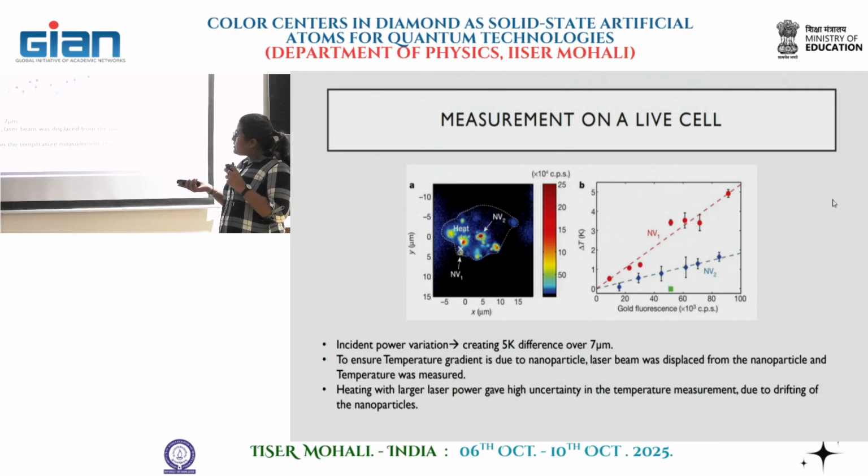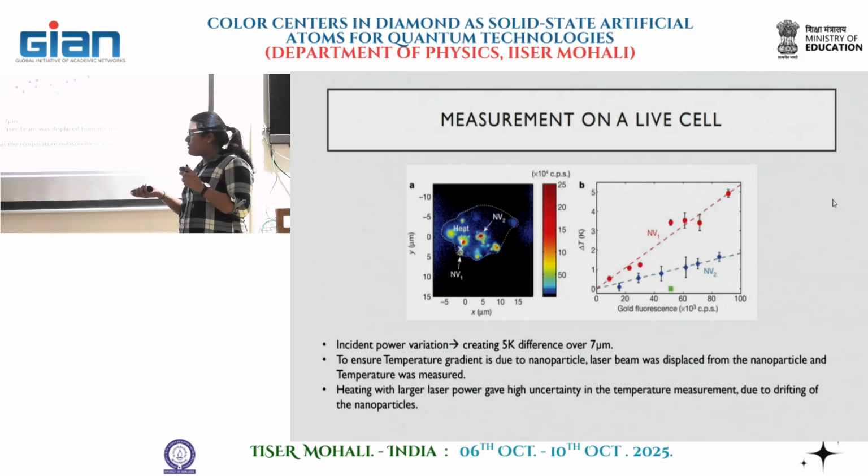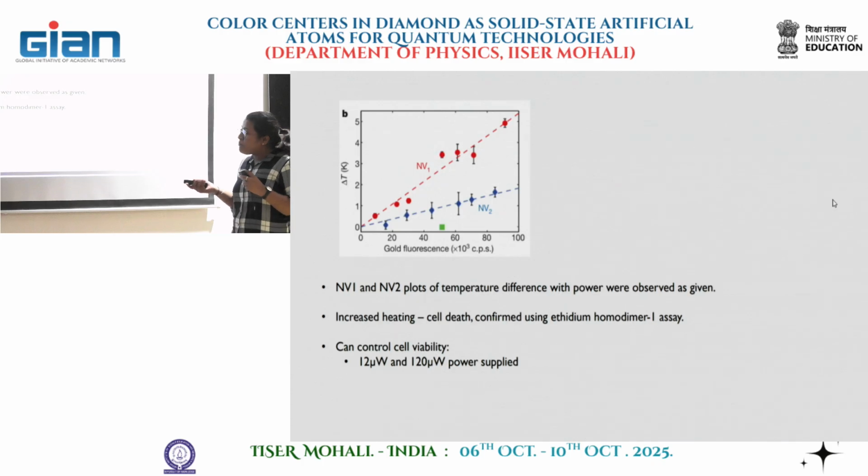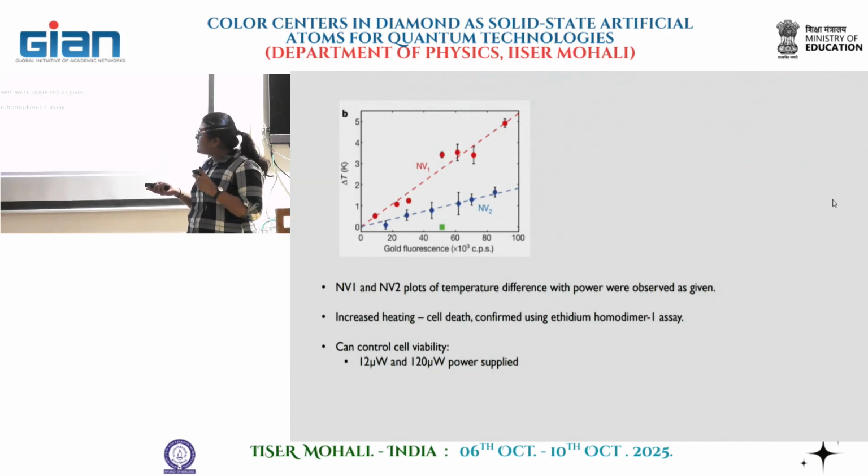To ensure that the temperature gradient was majorly due to the gold nanoparticle and not some cytoplasm heating or something like that, the laser was moved away from the gold nanoparticle, and again the measurement was done, and the calculations ensured that what we were observing was the gold nanoparticle heating. One more observation was that high uncertainty was observed in temperature measurement, which was due to drifting of nanoparticles due to the power that was supplied by the laser.